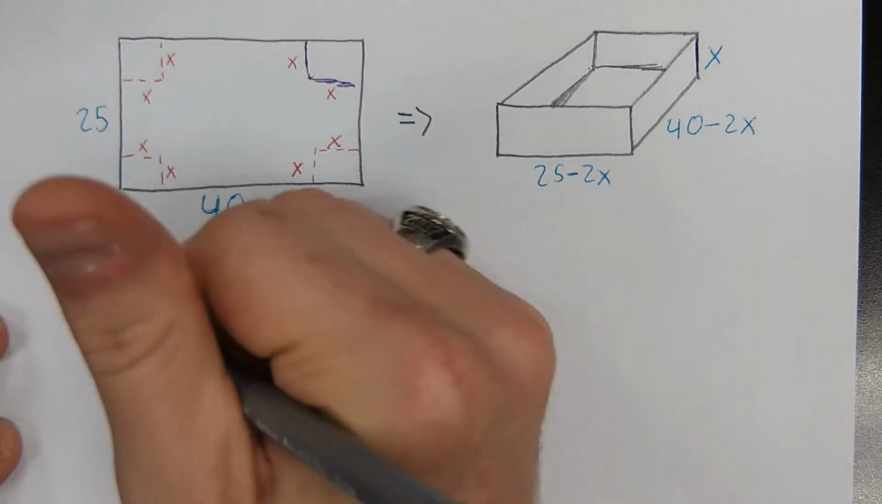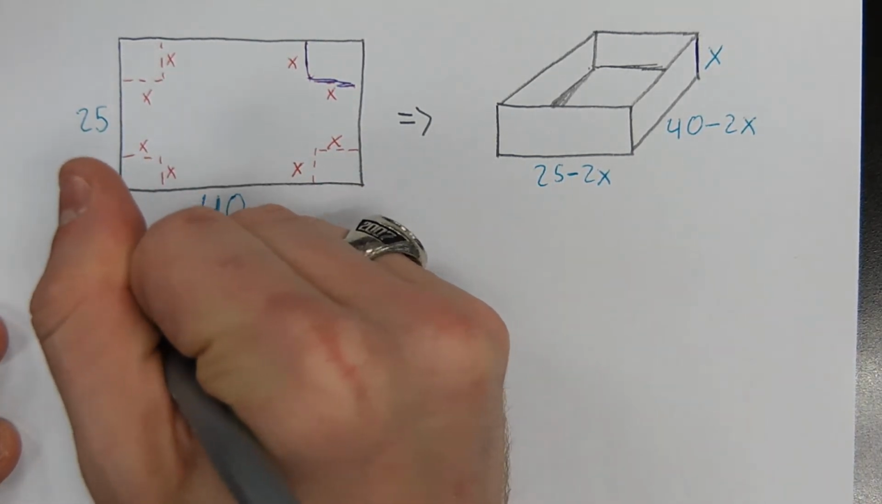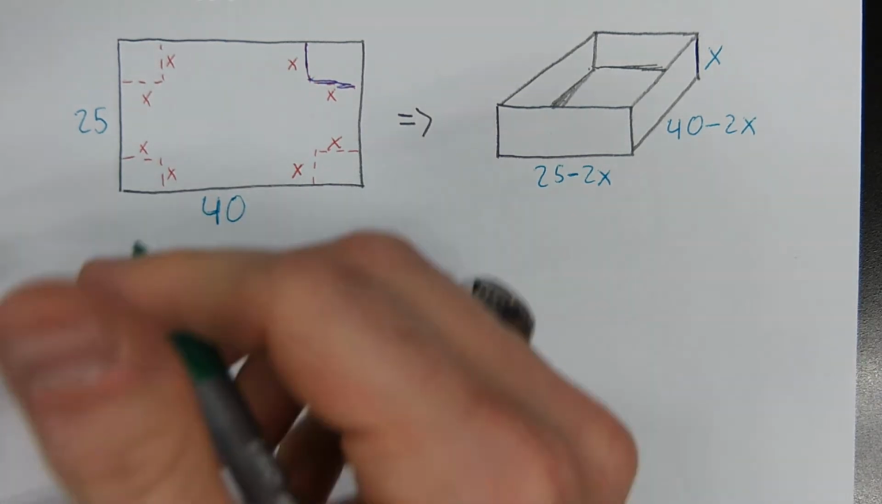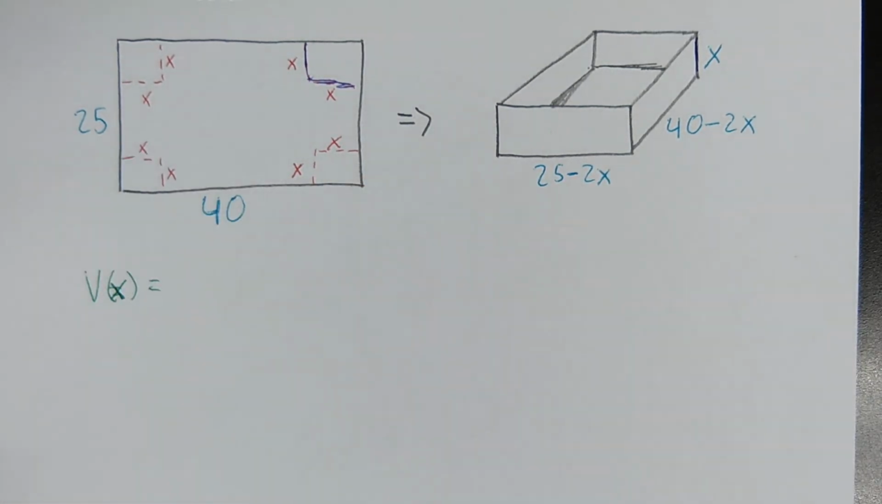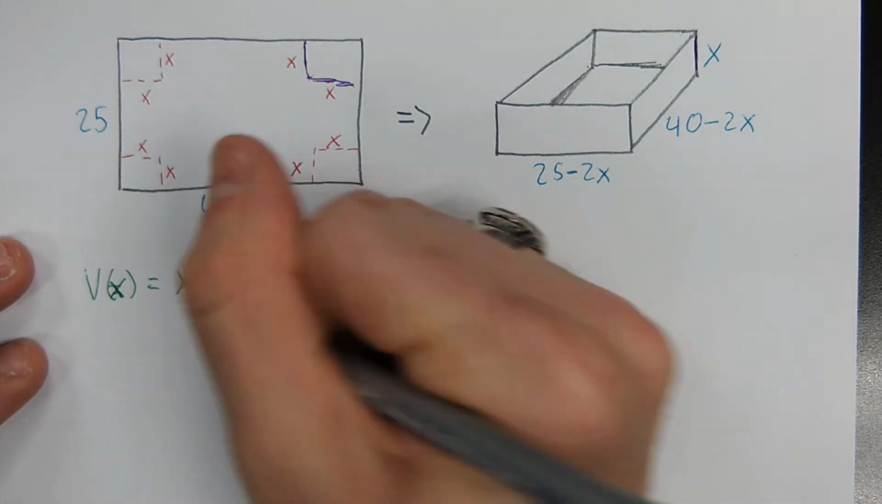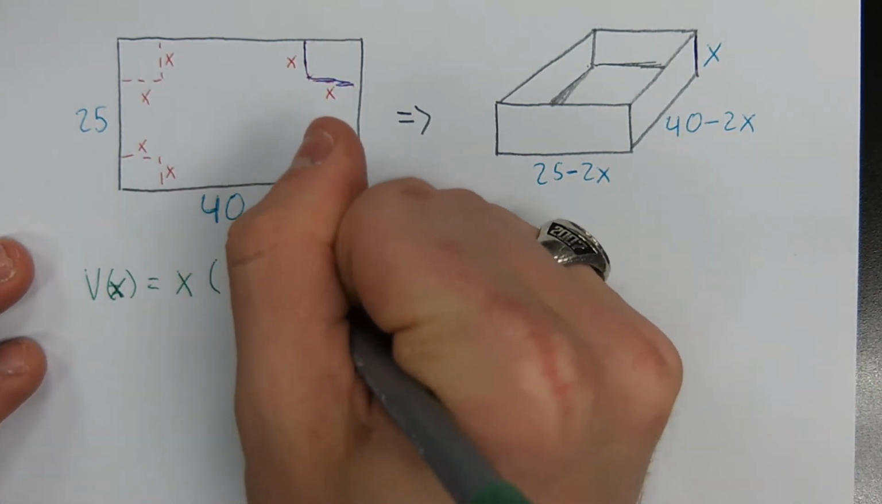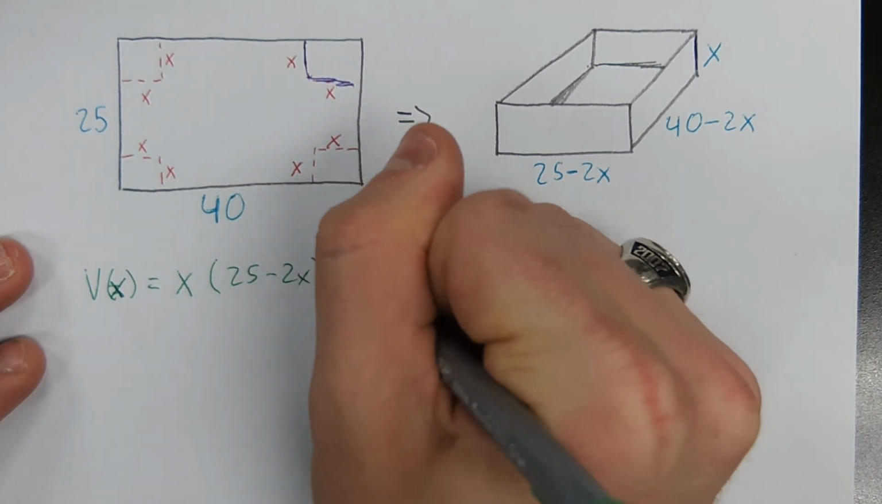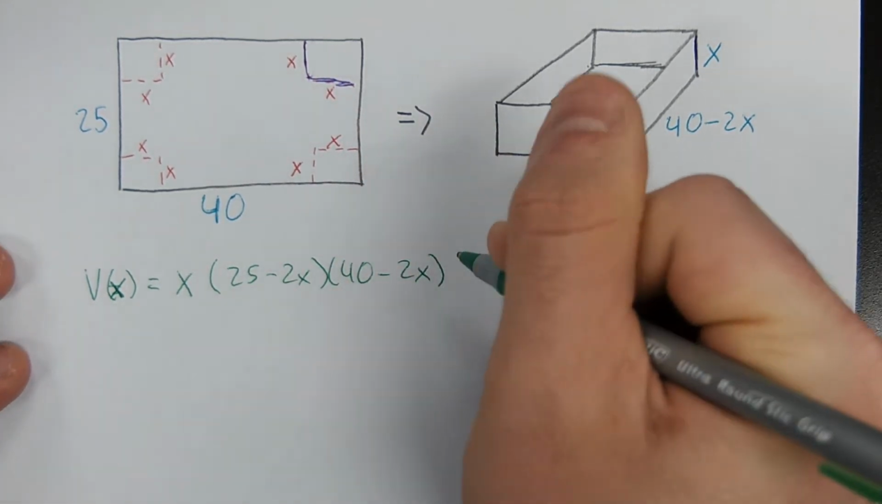Volume with respect to x, my apologies, is length, width, and height, right? And multiplication doesn't care about order. So I'm going to put the x on the front, and then I have 25 minus 2x times 40 minus 2x. This is my volume equation.